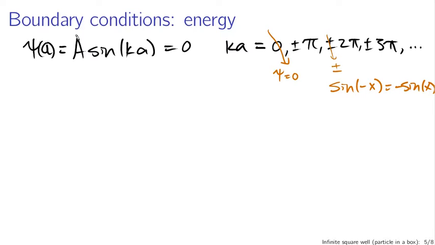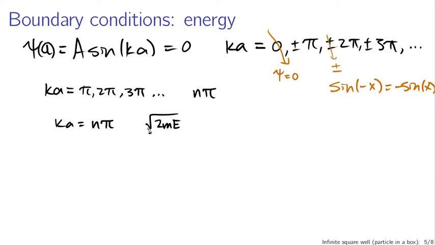So, essentially what we're working with then is that Ka equals pi, 2 pi, 3 pi, etc., which I'll just write as n times pi. Now, if k times a is going to equal n times pi, we can figure out what, well, let's just substitute in for k, which we had a few slides ago was root 2mE over h bar. So that's k. K times a is equal to n pi.